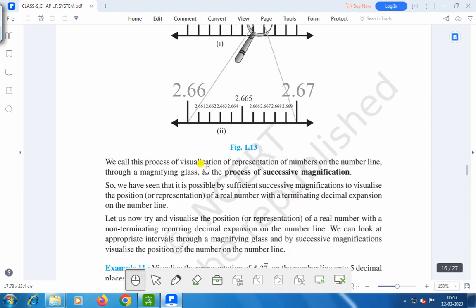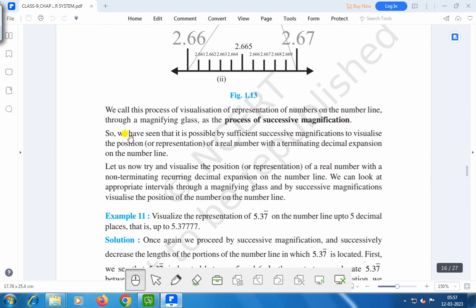We call this process of visualizing the representation of numbers on the number line through a magnifying glass the process of successive magnification. So we have seen that by sufficient successive magnification it is possible to visualize the position or representation of a real number with a terminating decimal expansion on the number line.